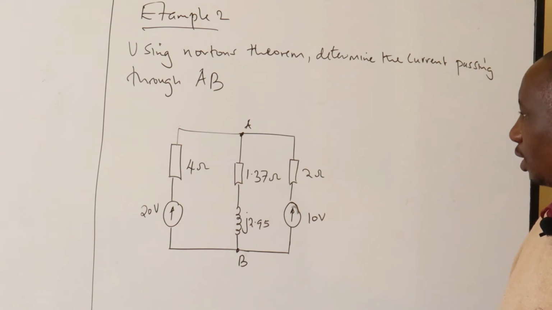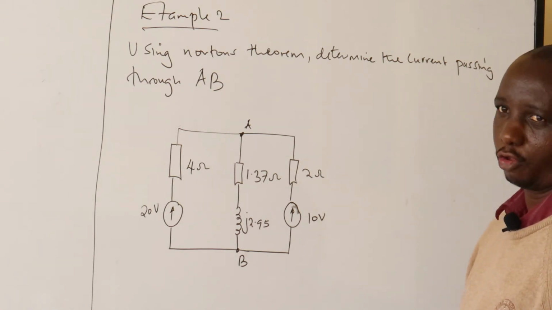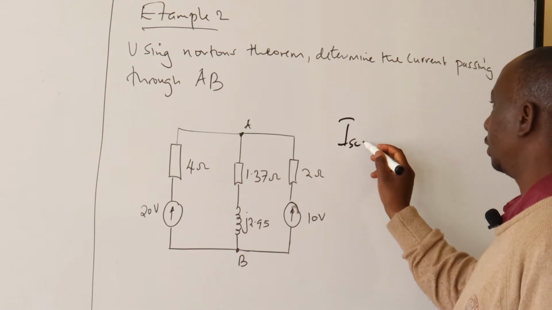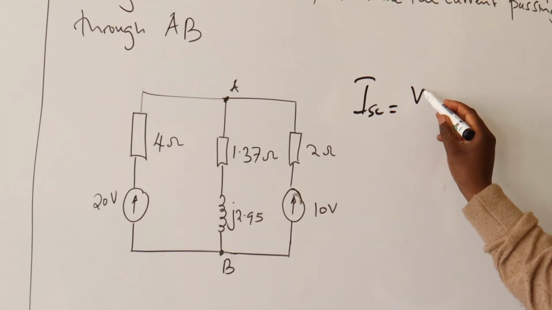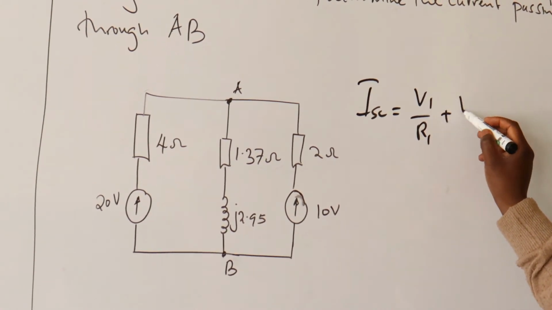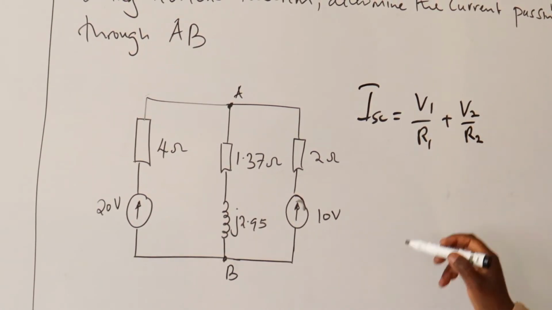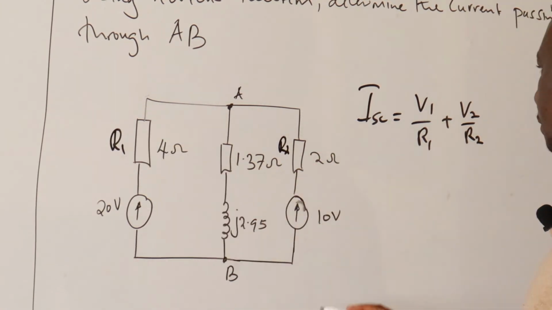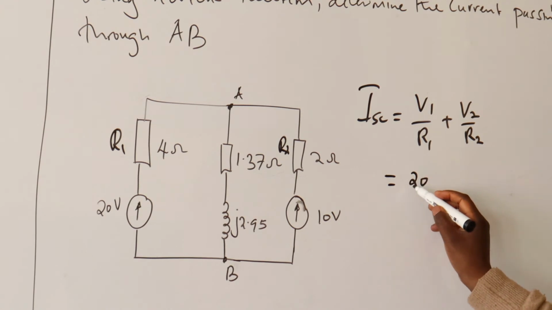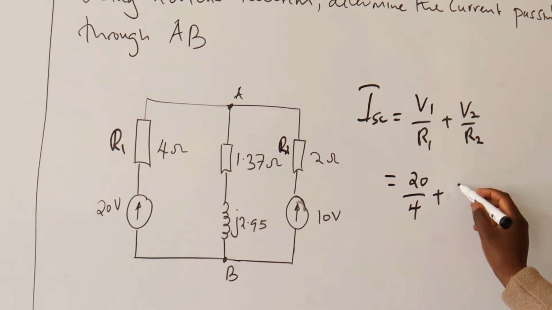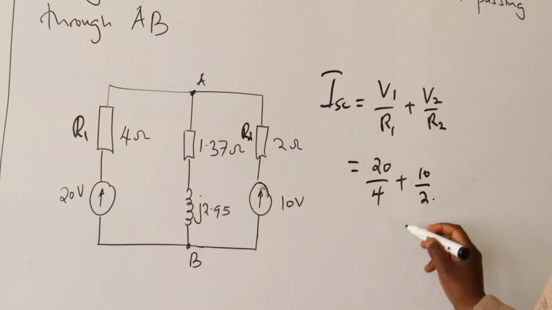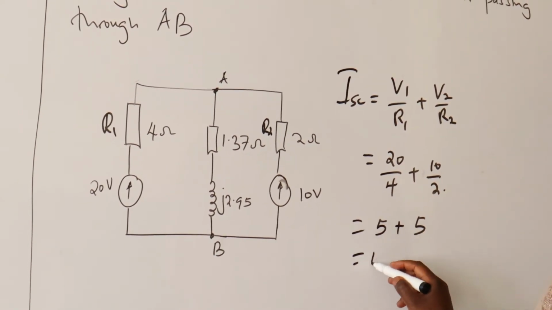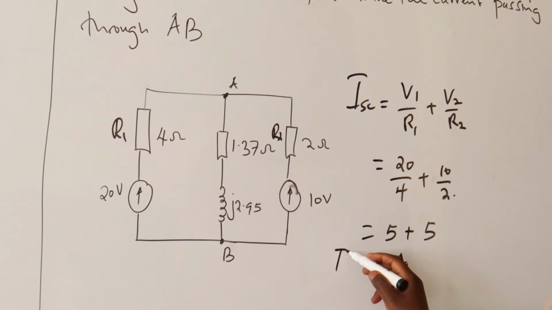So the first thing we still will have is to short circuit the branch AB. To short circuit the branch AB, we shall have our short circuit current being equal to V1 over R1 plus V2 over R2. This is R2 and this is R1 in that case. We shall have that as 20 over 4 plus 10 over 2. This is 5 plus 5. This becomes 10 amps. This is I of SC.